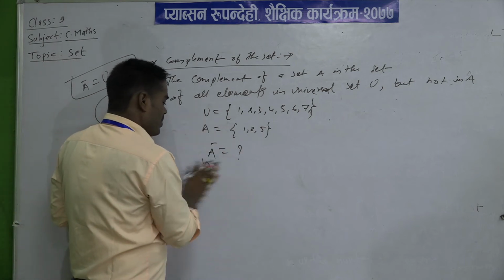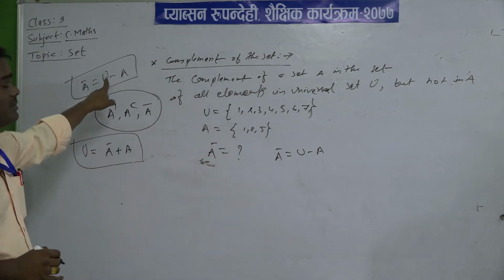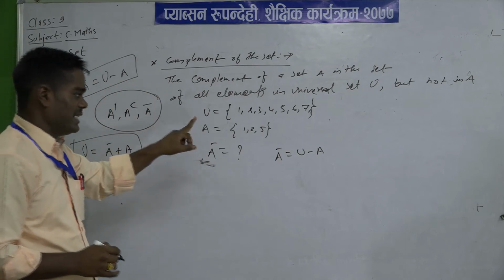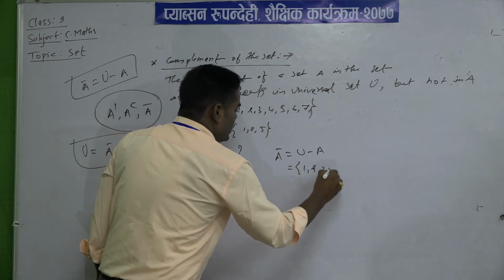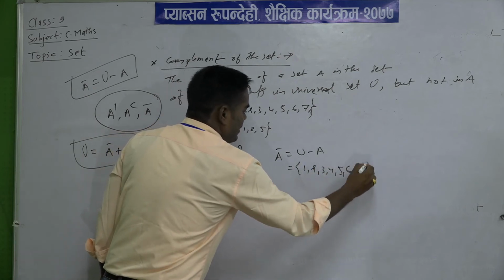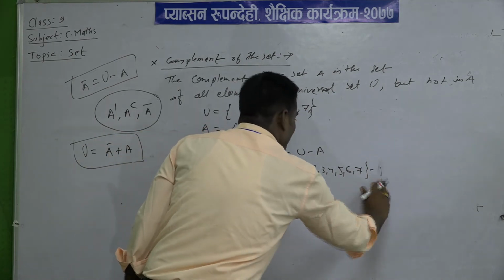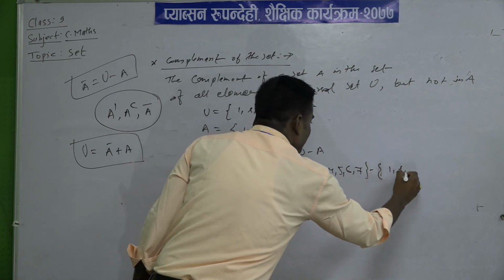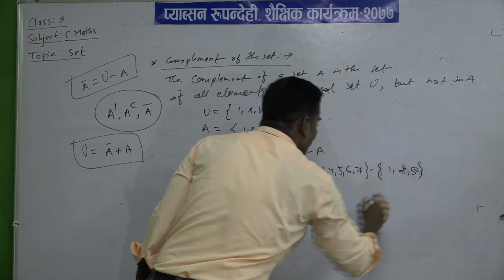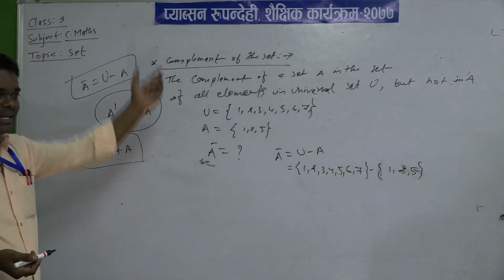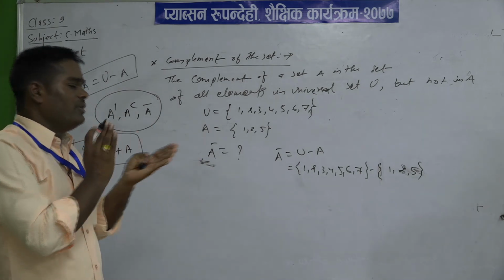So here we can find A complement equal to what? I have told you the formula: the difference of the universal set and the set, that is U minus A. So write down here 1, 2, 3, 4, 5, 6, 7 minus the set A, which is 1, 2, 5. Like we have already found the difference set, the same way we have to do here also.